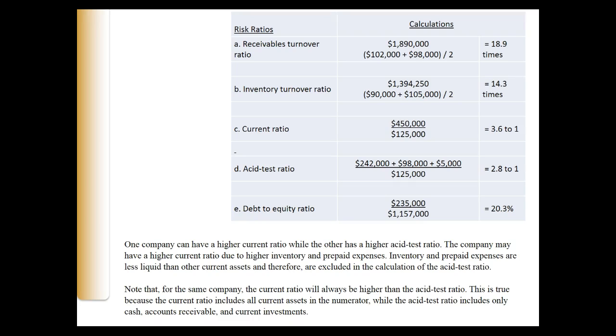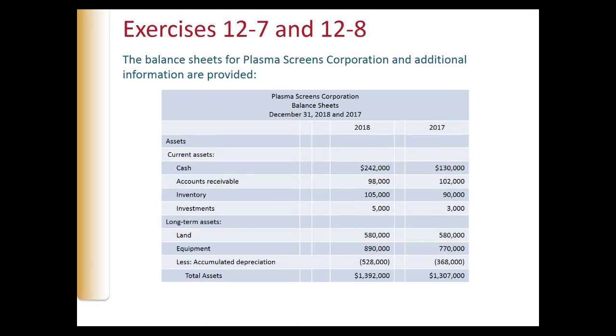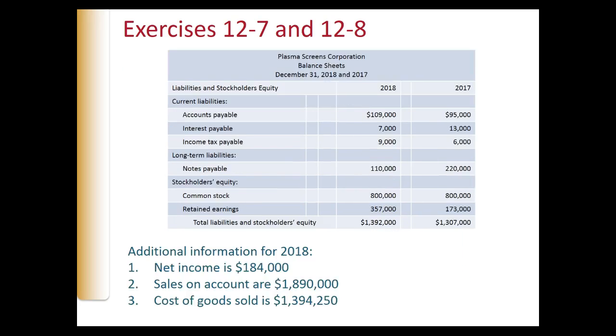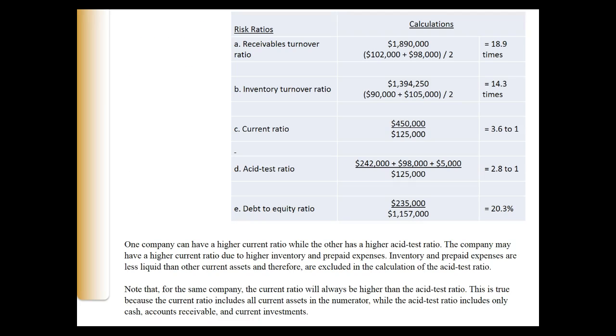So if you go and look at the current assets, we've got the 242 plus the 98 plus the 5,000 in investments. We keep out the inventory in order to calculate the asset test ratio. The debt to equity ratio here is 20.3%.